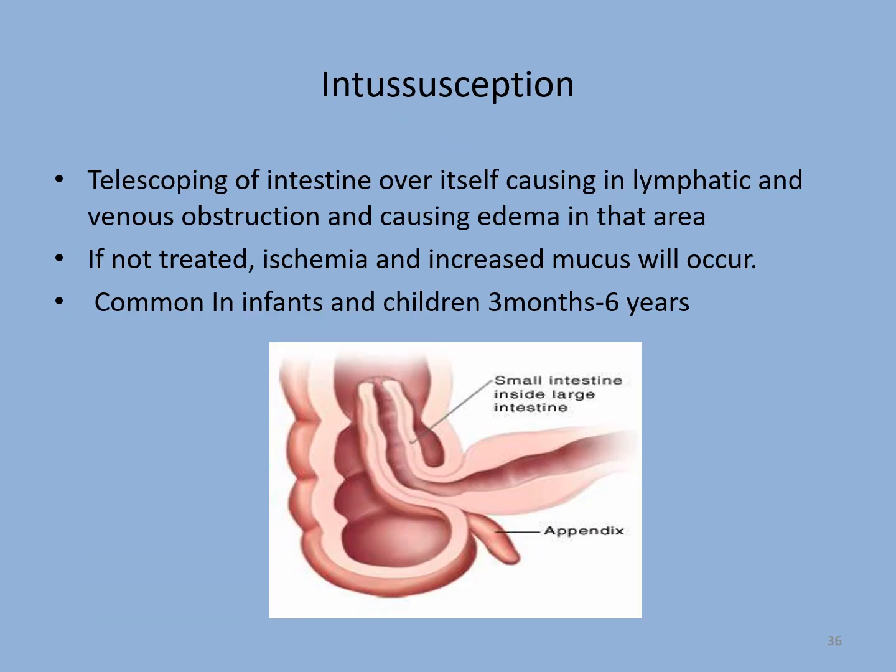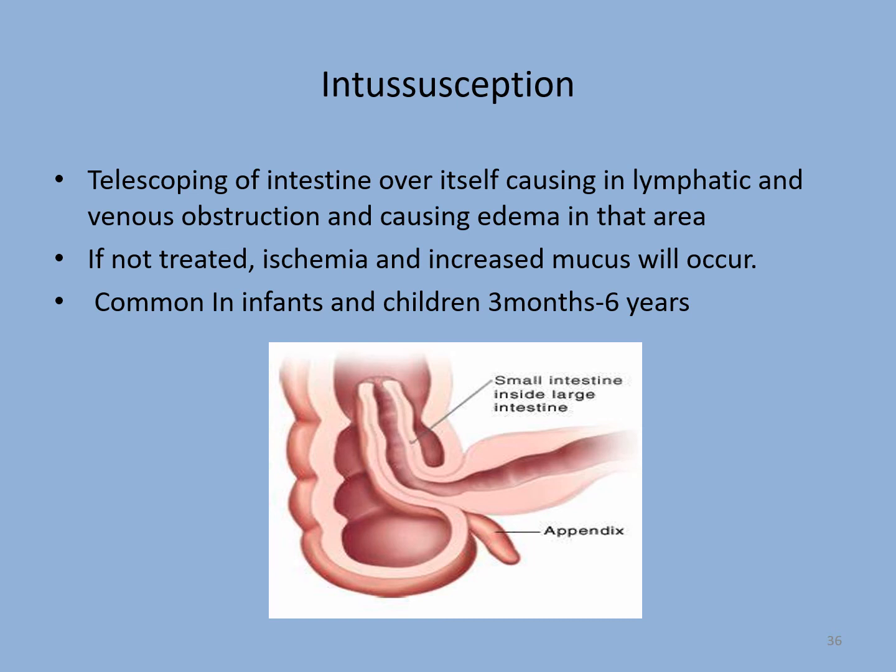The next anomaly is intussusception. And intussusception is interesting. I wrote it, the definition is telescoping of intestines over itself, causing lymphatic and venous obstruction and causing edema in that area. If this baby's not treated, ischemia and increased mucus will occur. And actually they'll have to have their bowel resected. So we want to catch it right away.